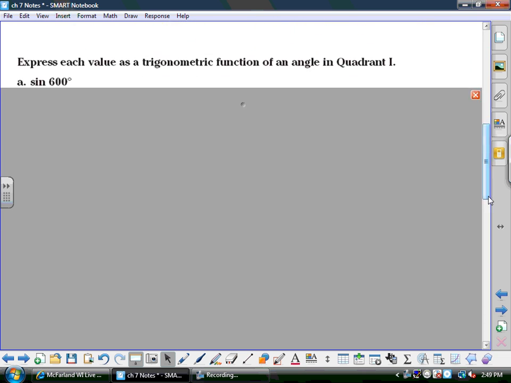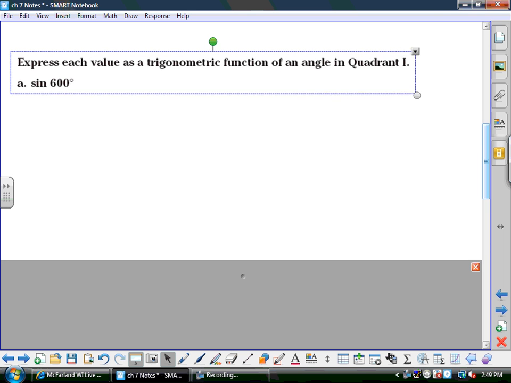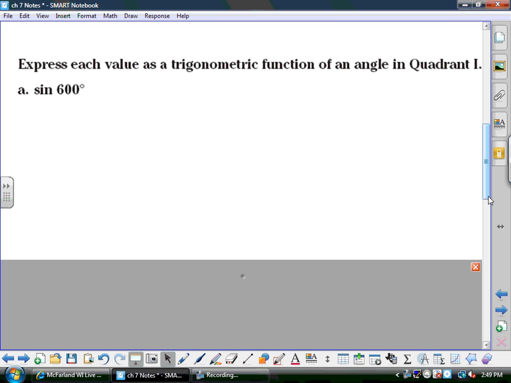Next set of things to do in this section: express each value as a trig function of an angle in quadrant 1. And they start us with the sine of 600. For problems like this, we're going to use coterminal angles and reference angles. We actually did things similar to this in Chapter 5.